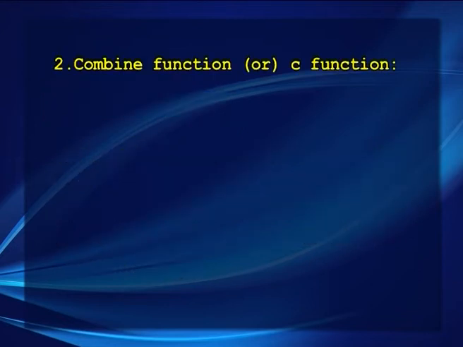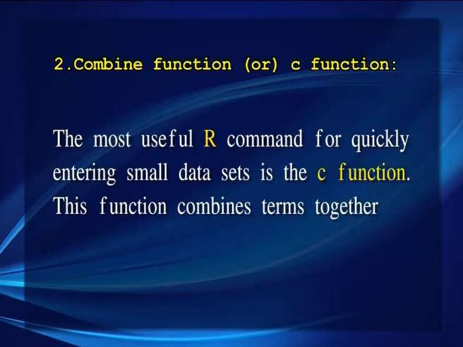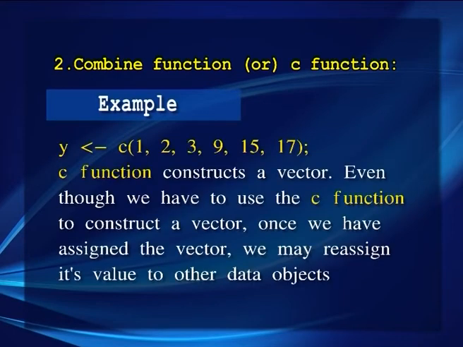Then the combine function, or c function. The most useful R command for quickly entering small data sets is the c function. This function combines terms together. Example: y, use the assignment operator, c, open the bracket 1, 2, 3, 9, 15, 17, close the bracket and put a semicolon. The c function constructs a vector.